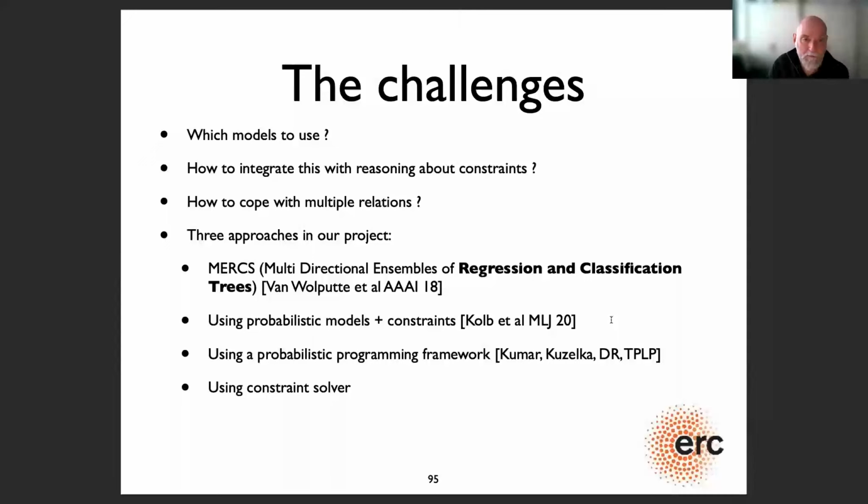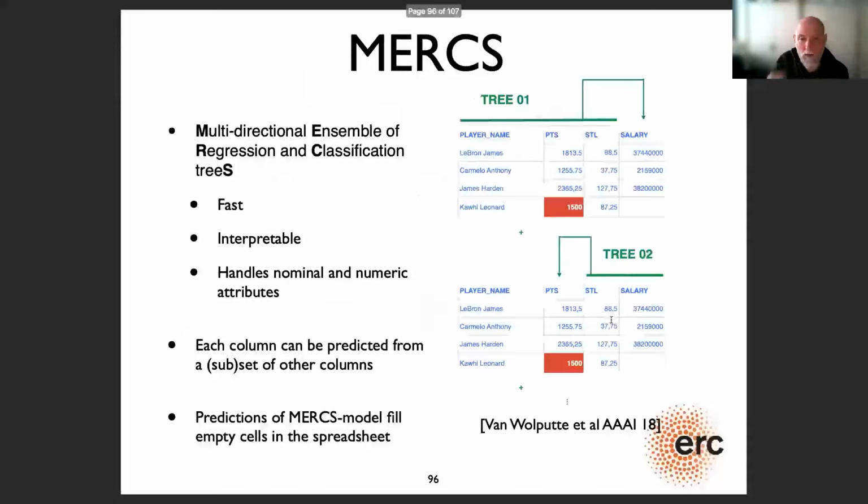And again, there are several challenges in this autocompletion. You can look at different types of models. I'm only going to talk about one of the types of models, a kind of ensemble of trees to make predictions. We have other models based on probabilistic programming, on probabilistic models that can cope with constraints, and also on constraint solvers. But I'm only going to focus on this one model.